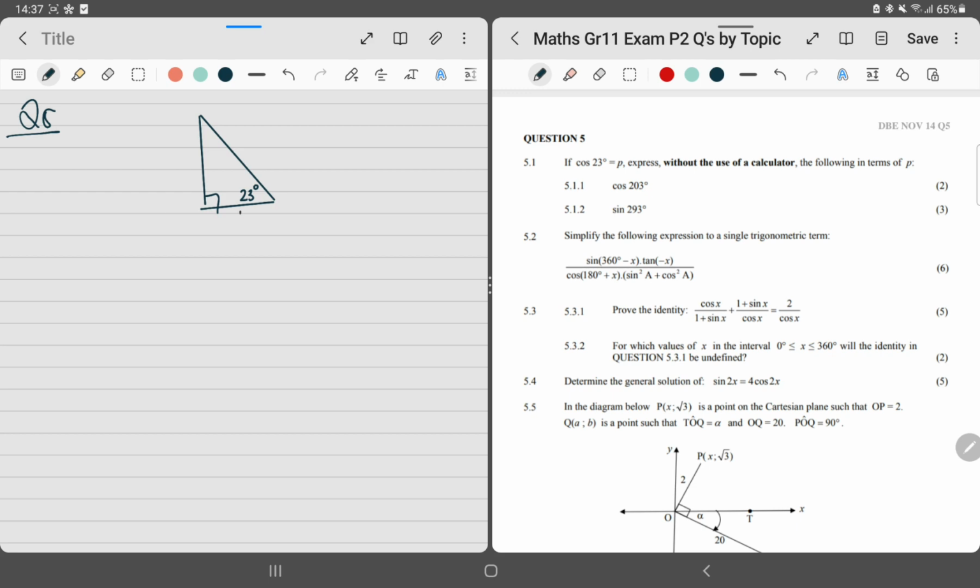So cos by definition is x over r. So it means that this side must be the square root of 1 minus P squared, because we're going to say x squared plus y squared is equal to r squared, and then the x is P, that's squared, that's the y, that's 1. So y is equal to the square root of 1 minus P squared.